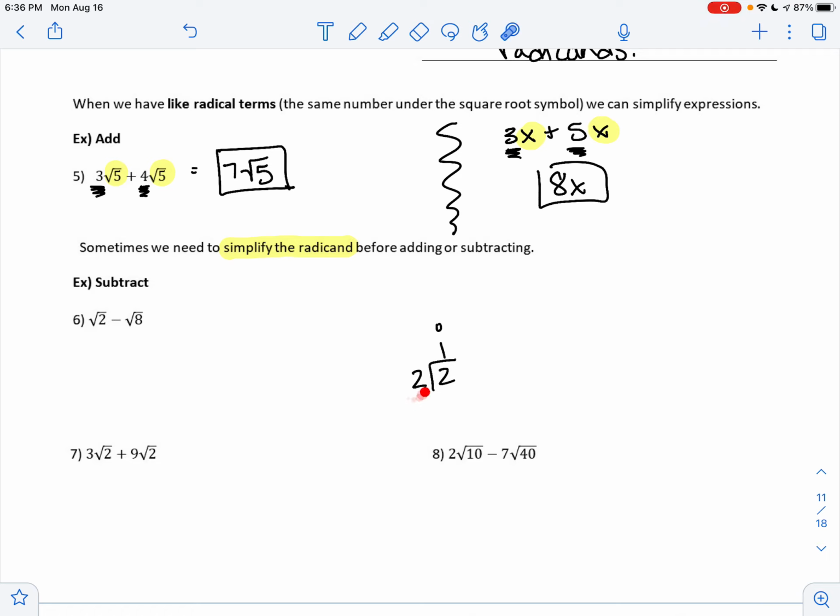I don't have any pairs here. So that means that the square root of 2 is as simplified as it's going to get.